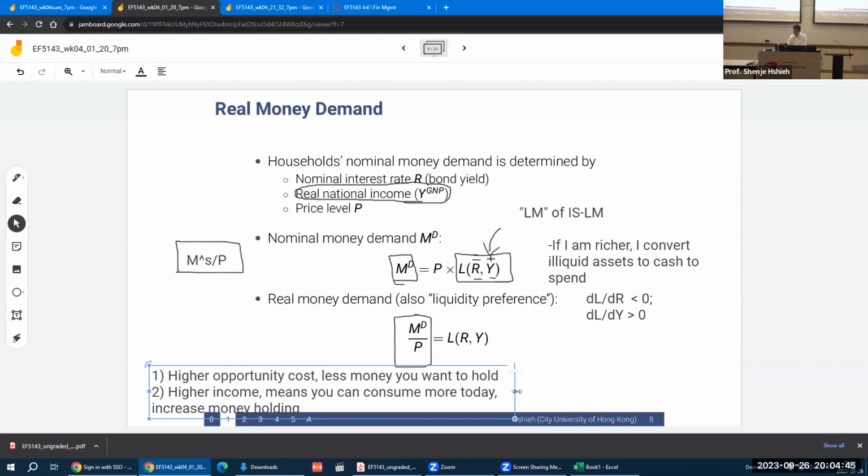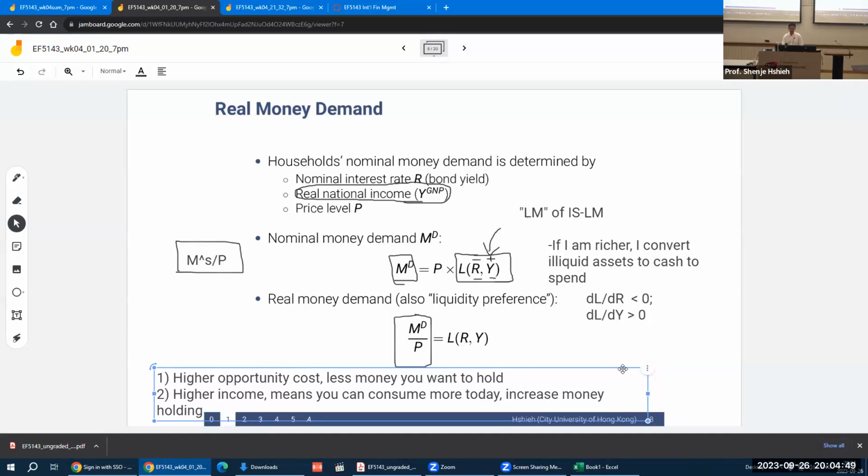You can also think of it as precautionary investment money too, right? If you're willing to take more risk by being wealthier, you might want to invest in riskier stuff. Either way, you would want to hold more cash.